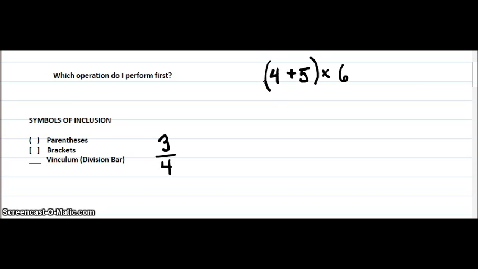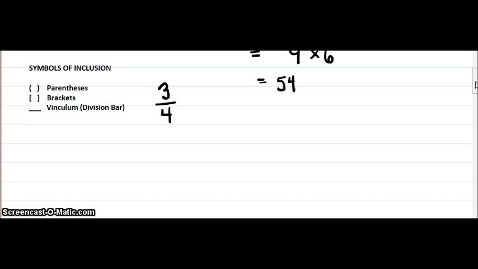Okay, so this expression, and we'll talk more about that word a little later, this expression is equal to 4 plus 5, 9 times 6. This expression then is equal to 54. Okay? All right, let's do another one. I'm going to move my screen a little bit here. Okay. All right, how about this one? 4.